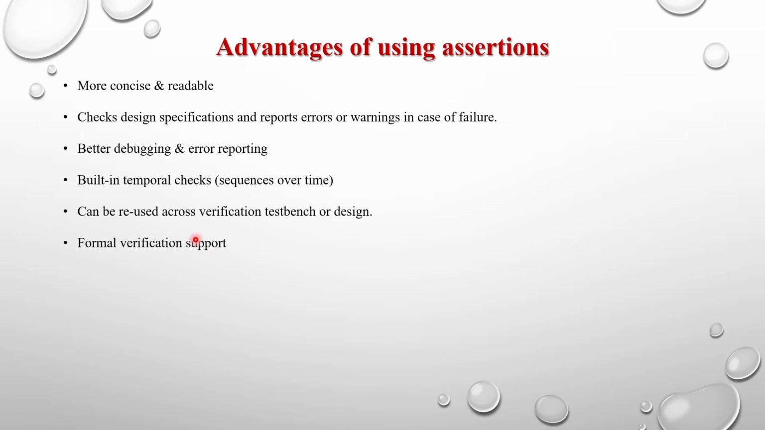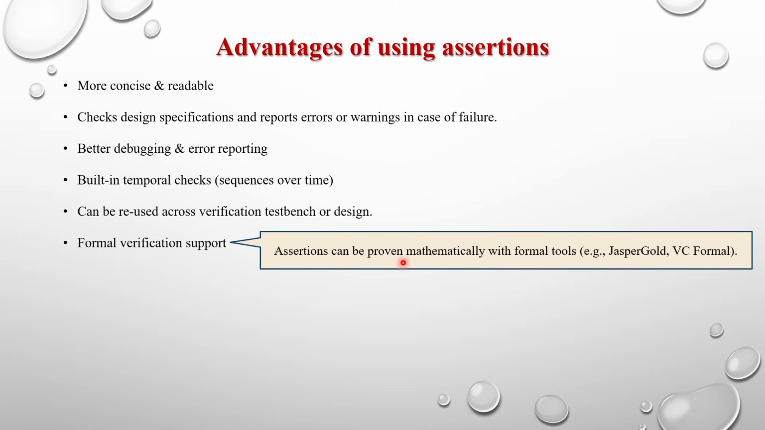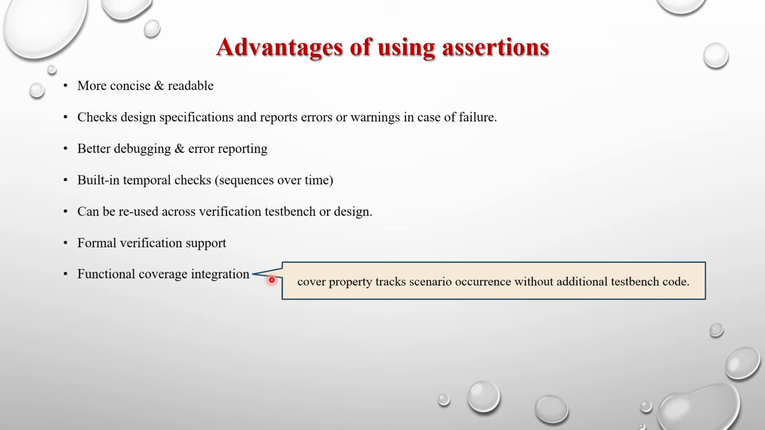And the next point is formal verification support. Assertions can be proven mathematically with formal tools like Jasper Gold or VC Formal. These are the tools where we perform the formal verification. That means assertions can be mathematically proven. And the next point is functional coverage integration. Cover property tracks scenario occurrence without additional test bench code. So we can perform the functional coverage by using assertions.